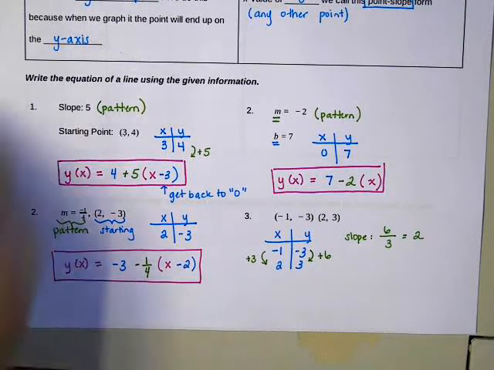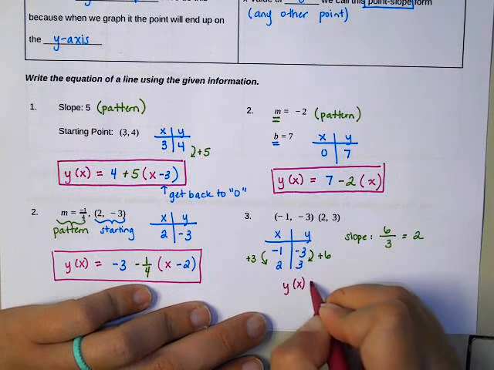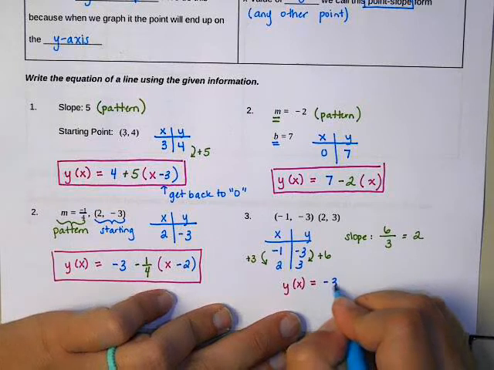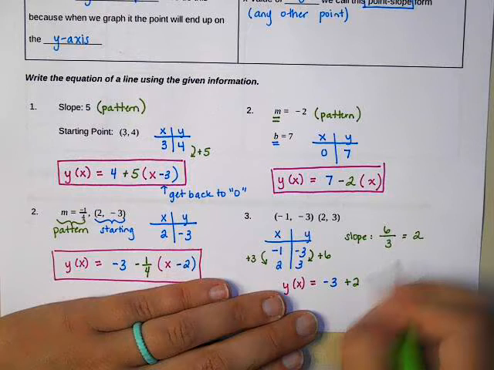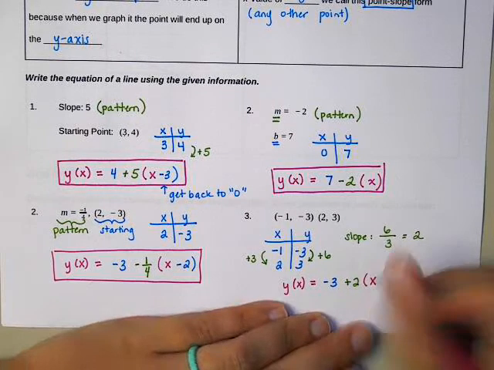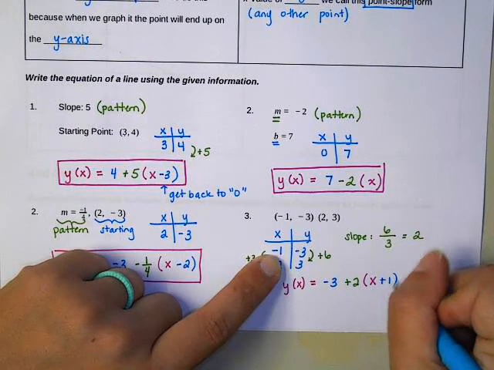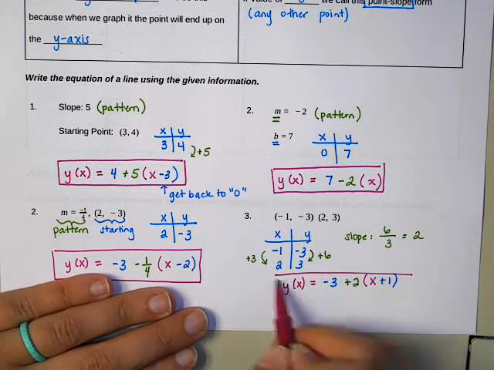Now I'm going to write my equation. So I'm going to have y of x equals my starting point, which is -3, plus 2, because that's my pattern, parentheses x, and then I'm going to put plus 1, because to get back to 0, I would go to the right 1 space.